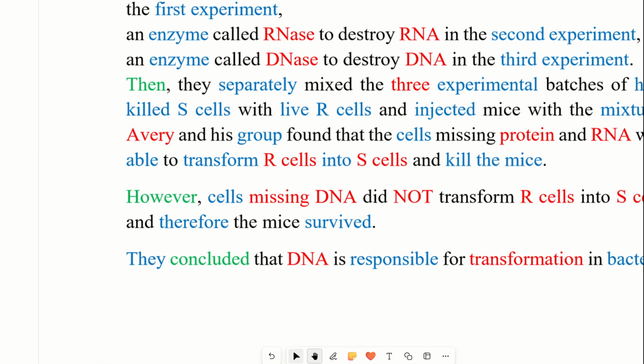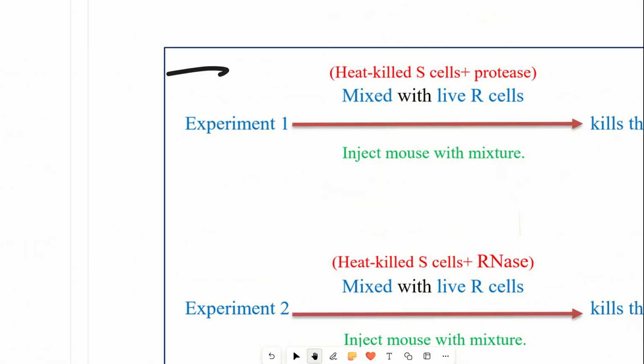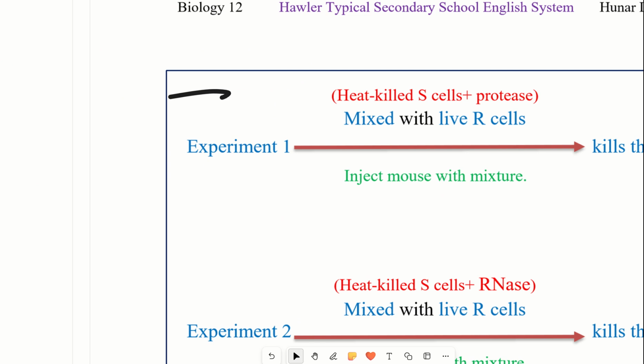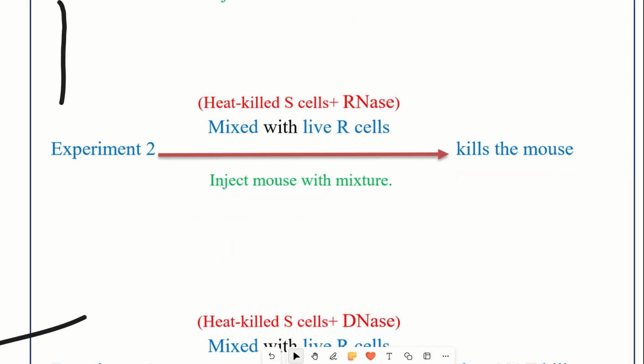In experiment 1, he took the heat killed S cells and added protease to it. It means that the heat killed S cells are dead and the protein is digested, so they do not contain protein. Then he mixed them with the live R cells and injected a mouse with the mixture. He found that the mouse was killed.